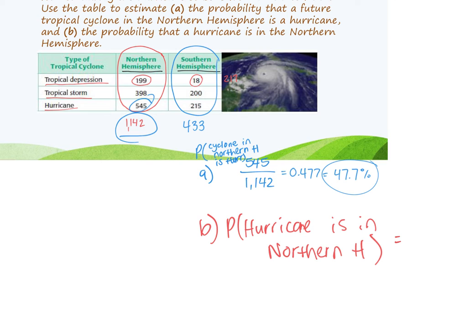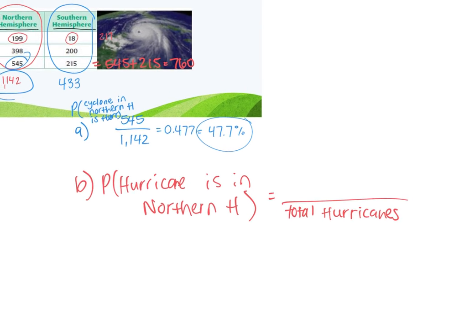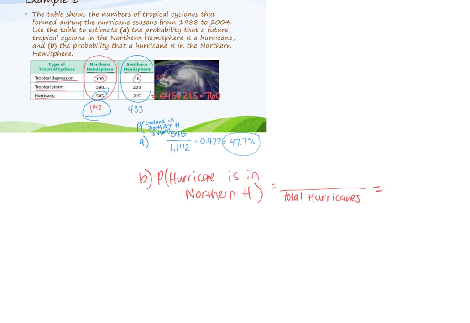760. How'd you get that? I added the 545 and 215. Good. 545 plus 215 is 760. That's the total number of hurricanes. So the total hurricanes is our denominator. What's our numerator? Nope. It's 545. Why? Because it's northern hemisphere hurricanes. Okay? So it would be 545 over 760.